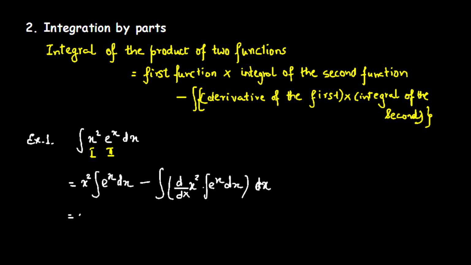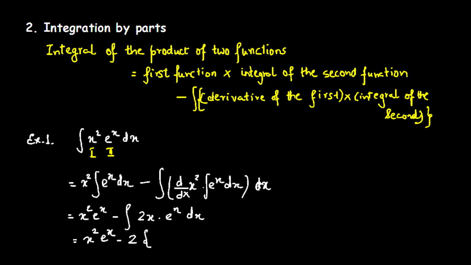So that should finally give us x squared times e raised to the power of x minus integration, so derivative of x squared will be twice x, times integration of e raised to the power of x will be e raised to the power of x dx.